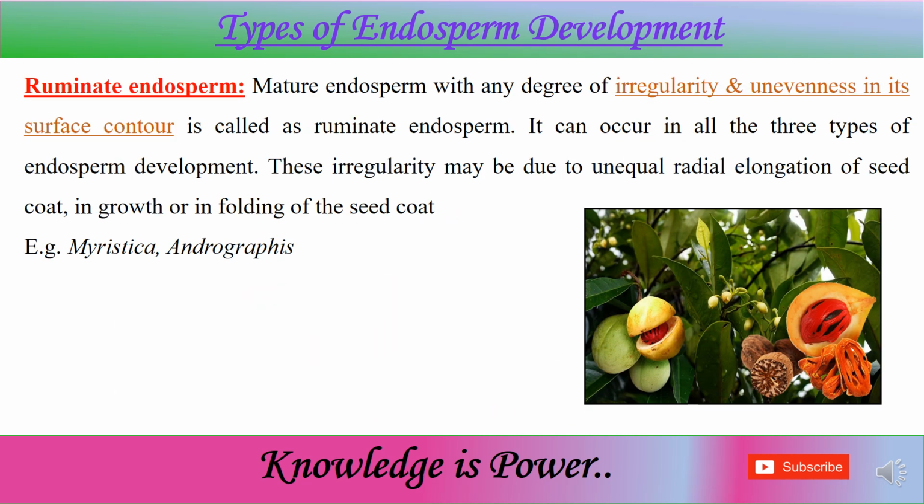Another type is ruminate endosperm. In some cases we can see ruminate endosperm. Ruminate endosperm means endosperm with some degree of irregularity or unevenness in its surface texture. Why does ruminate endosperm form? Because of unequal radial elongations during seed coat development, which results in the formation of ruminate endosperm. We can observe this ruminate endosperm in Myristica fragrans and Andrographis.